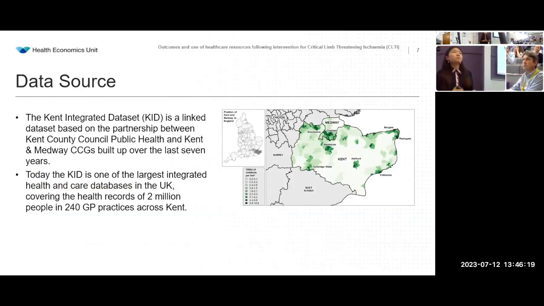Here I'm going to give a brief introduction about the data extraction methodology of this project. We are using the data source from the KIDS database. KIDS is the Kent Integrated Dataset. It is a linked dataset based on the partnership between Kent County Council Public Health and the Kent and Medway CCGs. KIDS is one of the largest integrated healthcare databases in the UK. It covers the health records of 2 million people in around 240 GP practices across Kent.